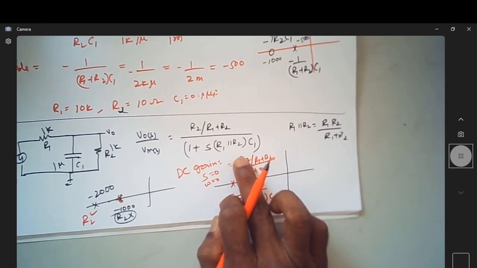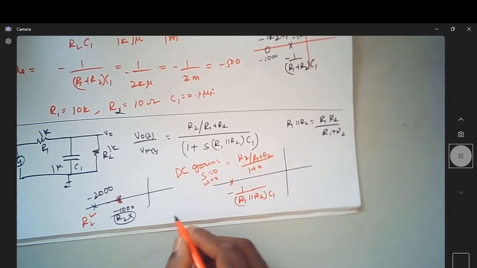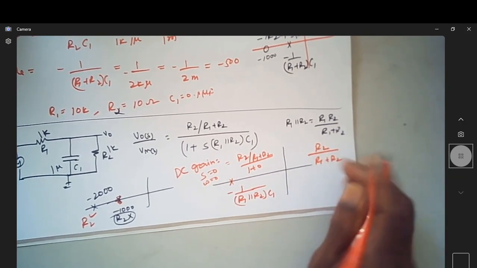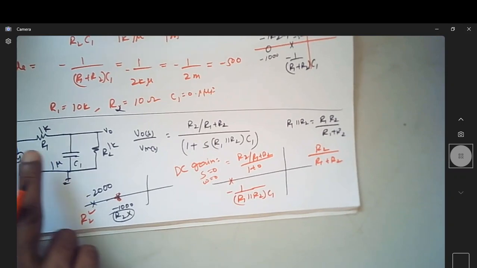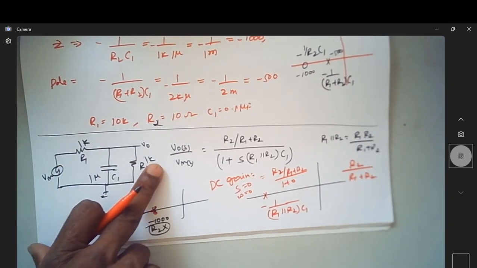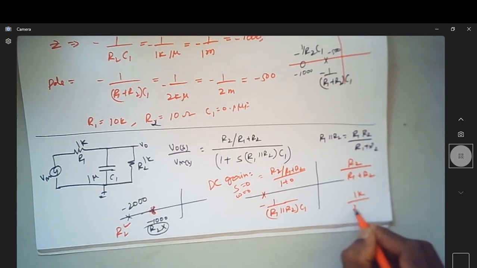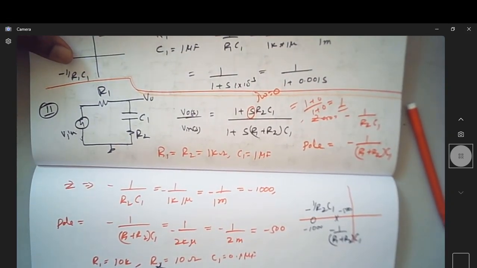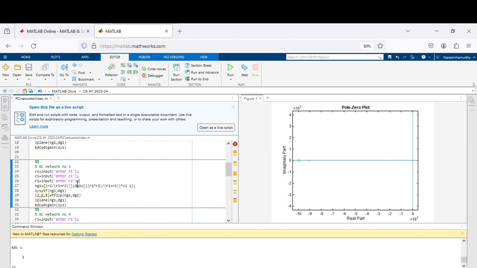Now, depending on the values of R1, R2, your DC gain depends. So, what is the DC gain now? DC gain is R2 by R1 plus R2. For this case, if I take it as 1K, the DC gain comes out to be 1K by 2K. The K will go off, and you end up with a DC gain of 0.5. So for the third circuit, the DC gain purely depends on R1, R2, and of course, it's independent of capacitance.